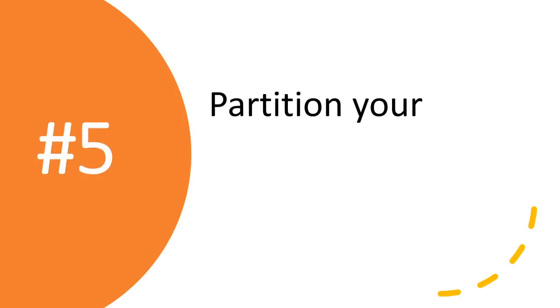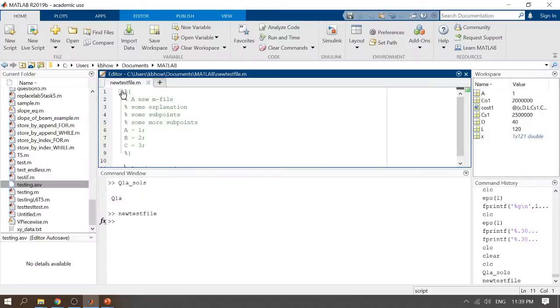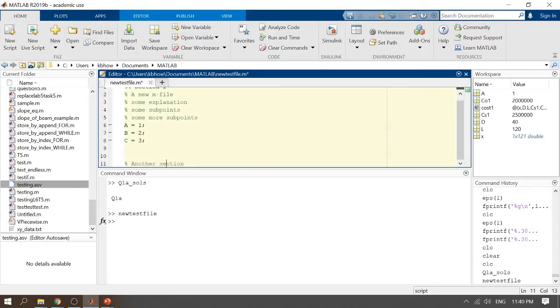Okay, number 5, a useful operation is to partition your program into sections. If you do not want to make it collapsible, but you do want to be able to run this code section by section, what you can do is, instead of using the percentage and curly bracket, you can just put a double percentage sign, and let's say I create a comment here that says this is section 1. Okay, and as for this part, if I would like to make it become section 2, I can use a double percentage sign and call it section 2.